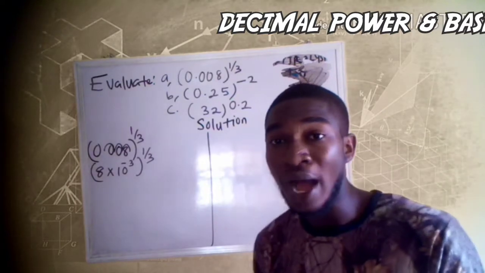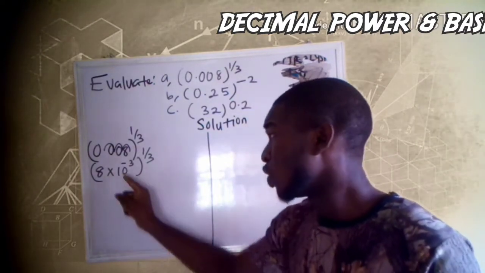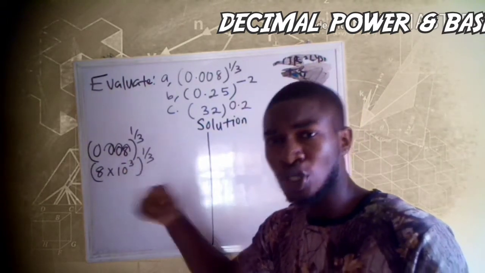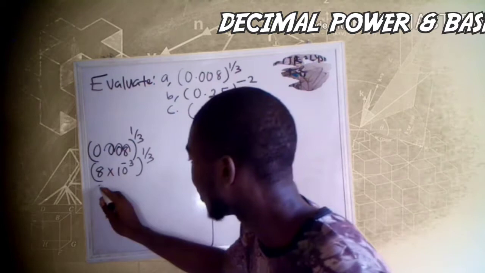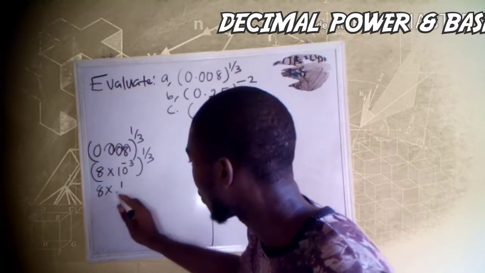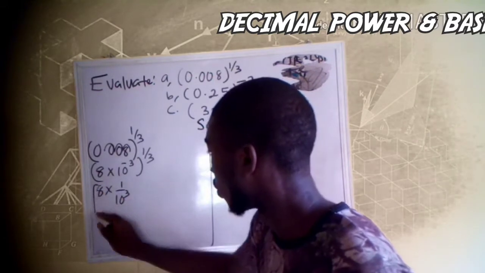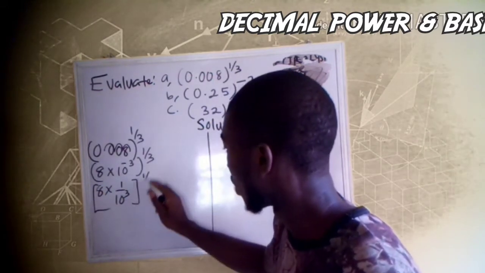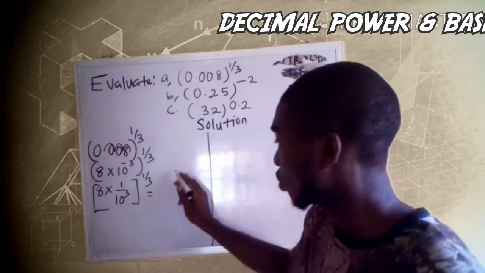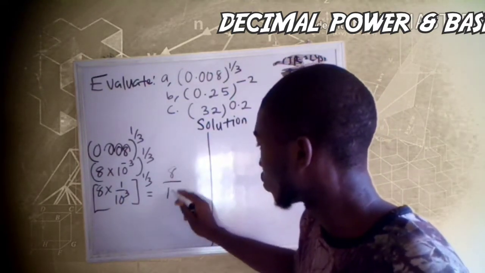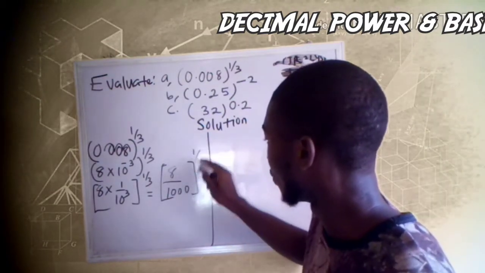Now, we will apply the negative index. Remember what I told you in the last video? Whenever I have this negative sign, just apply the negative index to it. So we will now have 8 times 1 over 10 to the power of 3, then all to the power of 1 over 3. So here, 8 times 1 is equal to 8, all over 1000, then all to the power of 1 over 3.